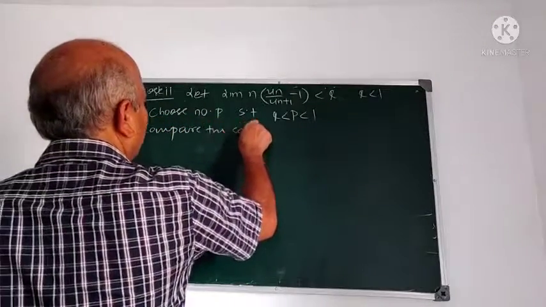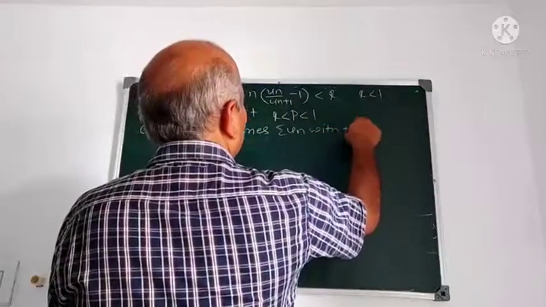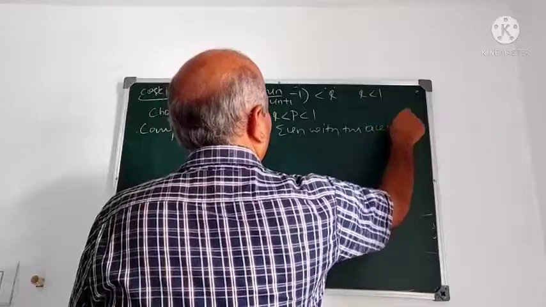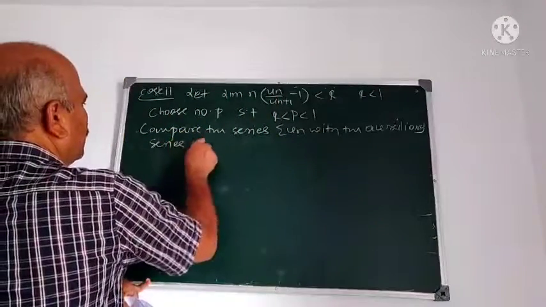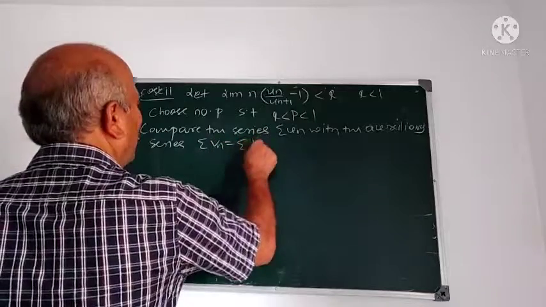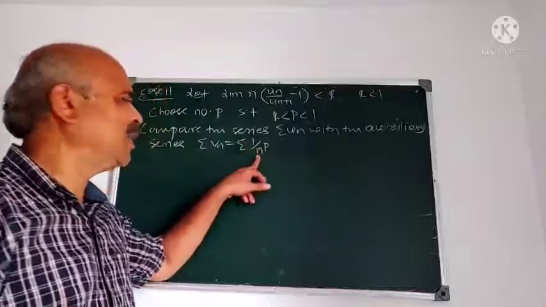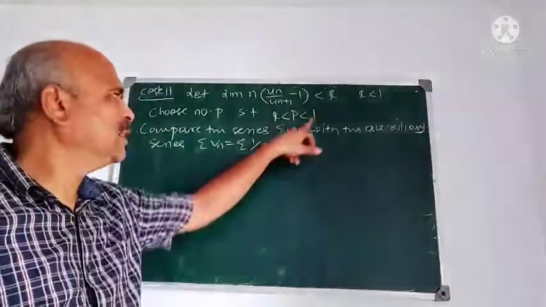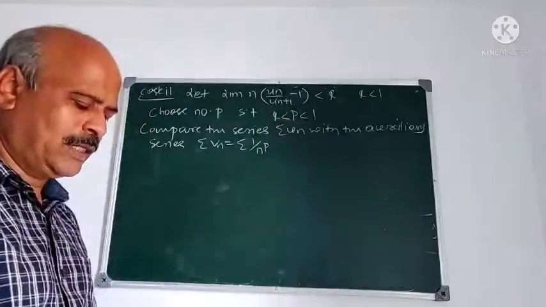Now we compare the series sigma un with the auxiliary series sigma vn is sigma 1 upon n raised to p. What is p here? Less than 1. Therefore, what does sigma 1 upon n raised to p do? It diverges, because p is less than 1. Auxiliary series diverges.